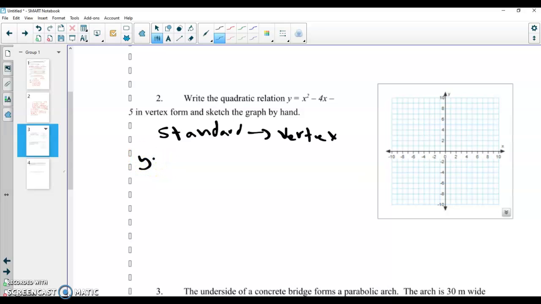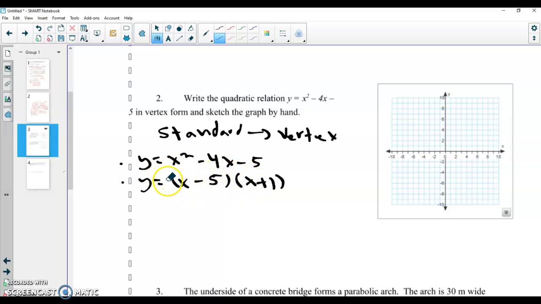So let's go from y is equal to x squared minus 4x minus 5, and let's convert that into its factored form. Y is equal to, open the brackets there, x squared, okay, we need to find two numbers whose product is minus 5, and when you add them up, the sum would be negative 4. So it seems like x minus 5 and x plus 1. So that's our factored form here.